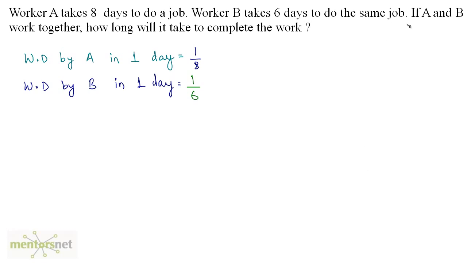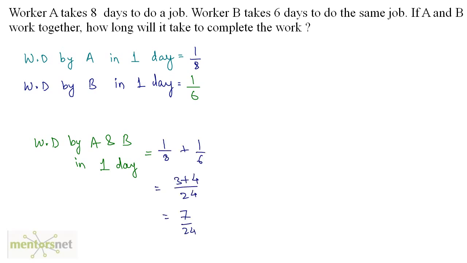Now it has been asked that if A and B work together, how long will it take to complete the work? So we have the work done by A and B in 1 day. So in 1 day, if they work together, the work done will be the addition of these two terms, the work done by A and B. So we have 1 by 8 plus 1 by 6. This is equal to 7 by 24 in 1 day. So we have the work done by both of them in 1 day, and we have been asked how long will it take to complete the work.